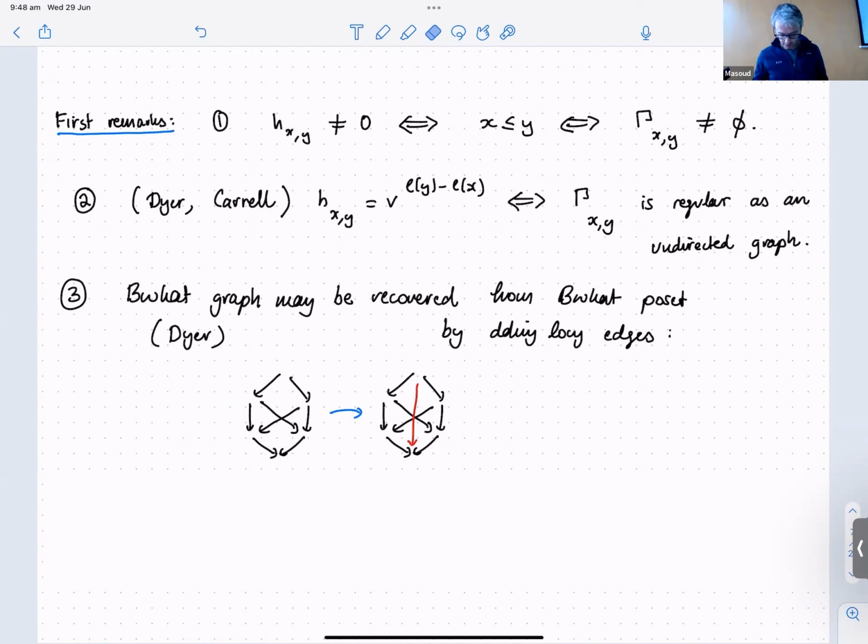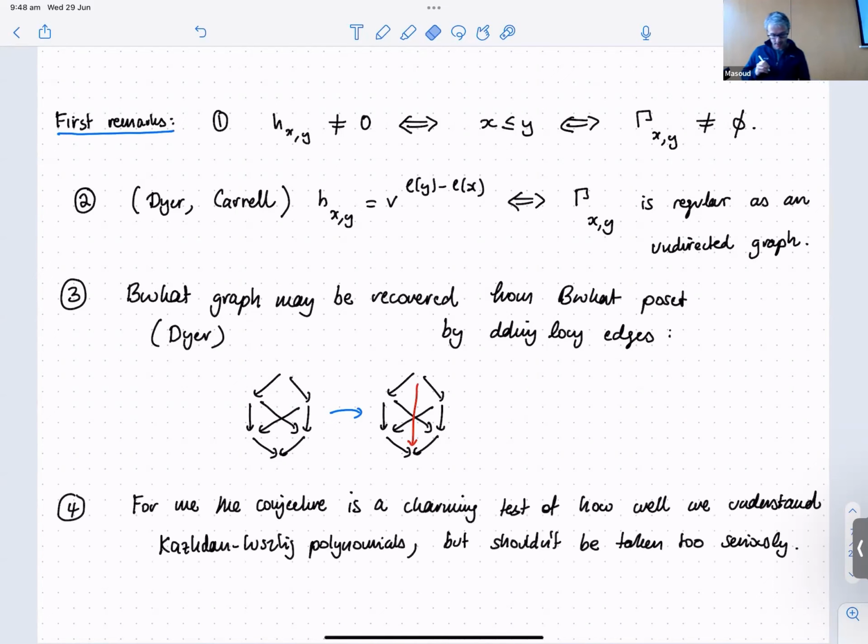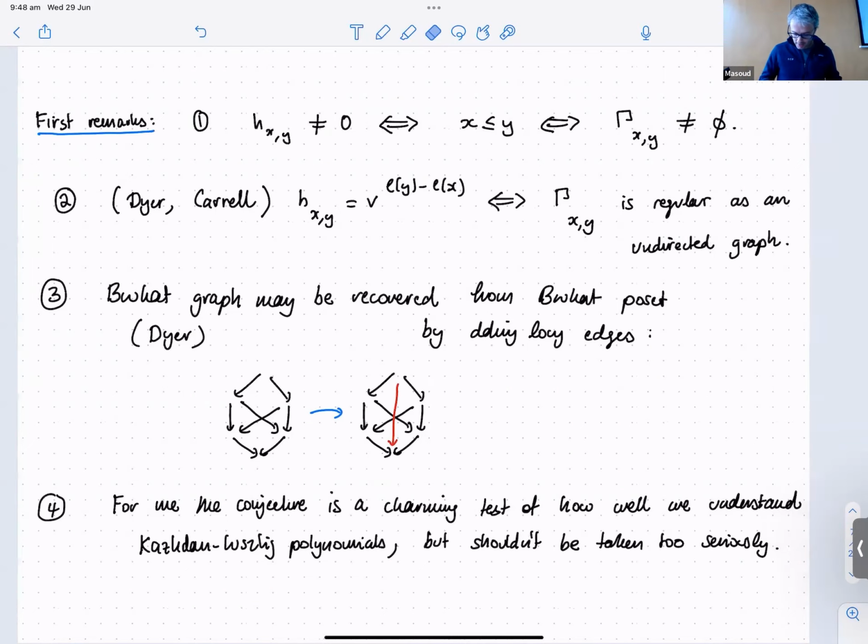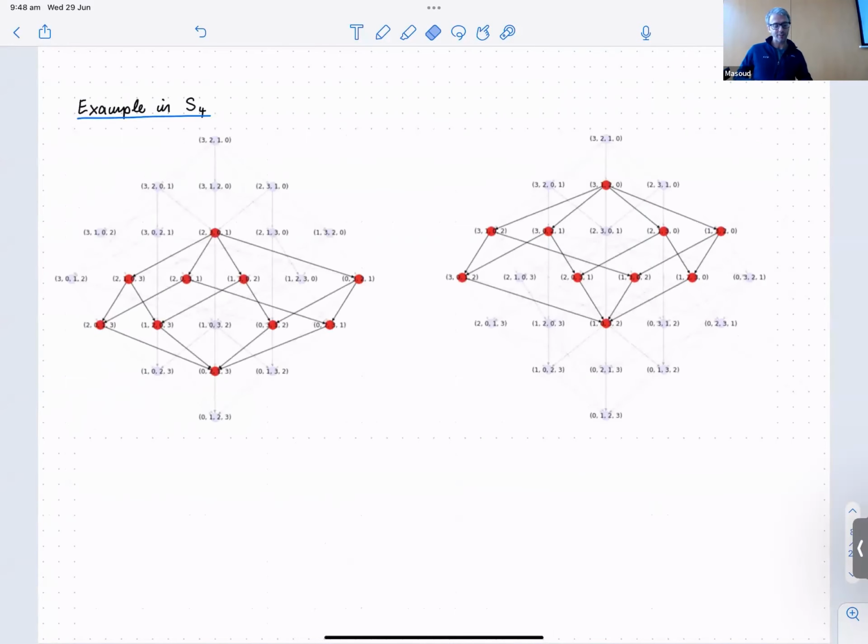No, then I know the Bruhat graph, apologies. It's a charming test of how well we understand Kazhdan-Lusztig polynomials. I would say if we can't solve this conjecture, we don't understand Kazhdan-Lusztig polynomials particularly well. But it shouldn't be taken too seriously. So here's an example. This is the first example that you see.